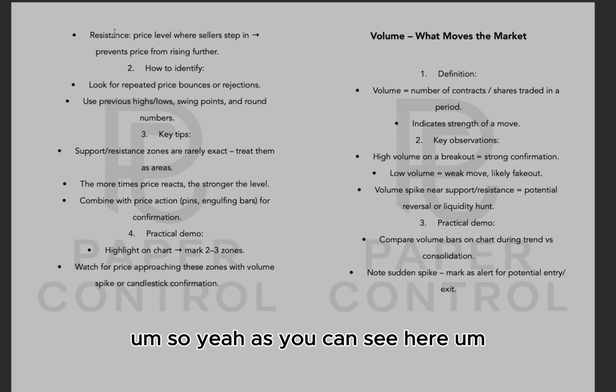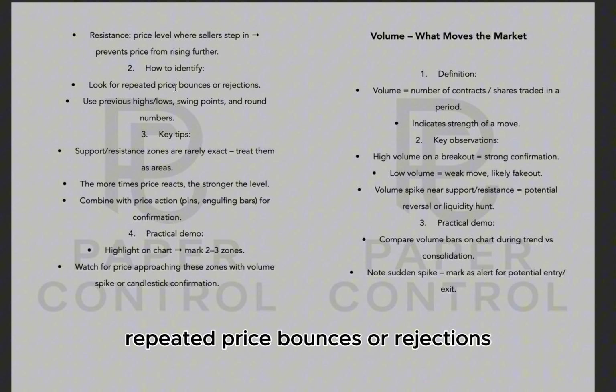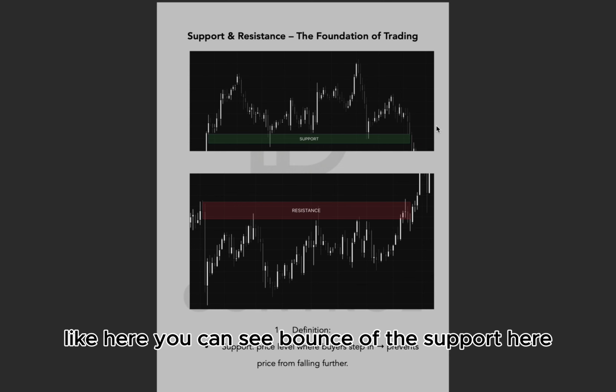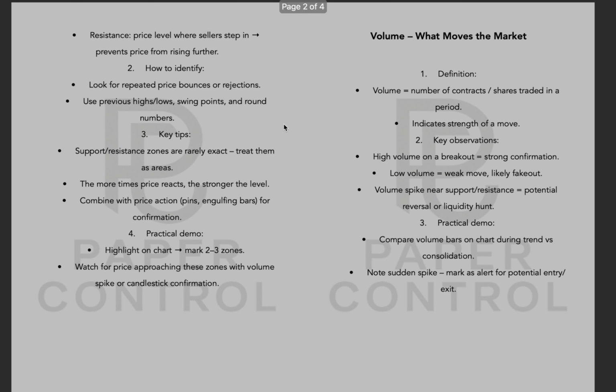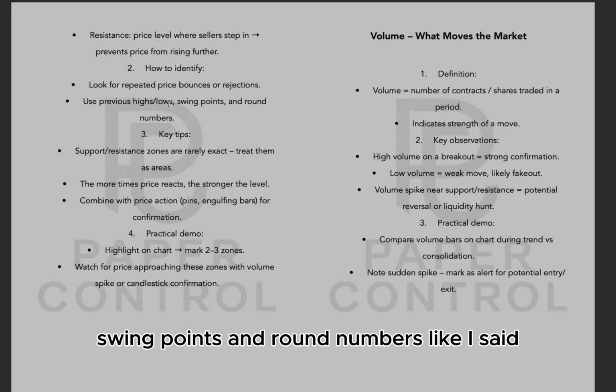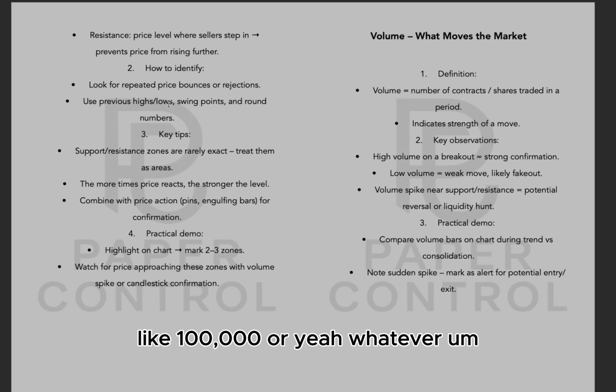So as you can see here, how to identify: you just need to look for repeated price bounces or rejections, like here. You can see a bounce off the support here. And just use previous highs and lows, swing points, and round numbers, like I said, like 100,000. Here you have some tips.